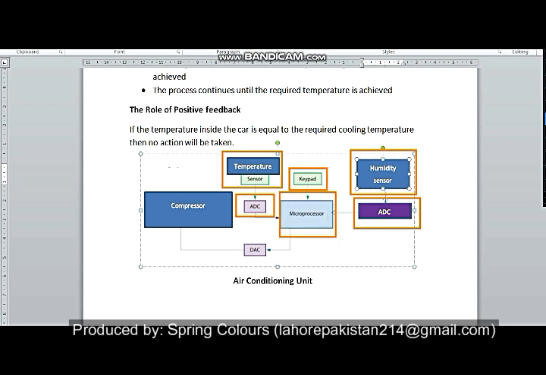The microprocessor will keep comparing values and through a digital to analog converter, the command will be sent to the compressor to turn on if the value of temperature is greater than the given value, and to turn it off if the value of the temperature is less than or equal to the given value.